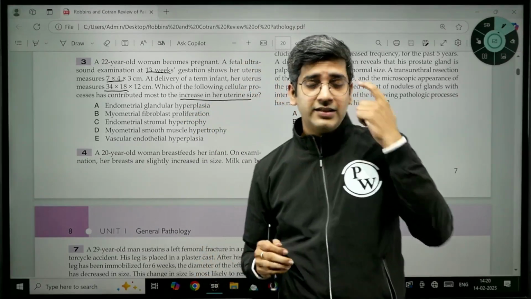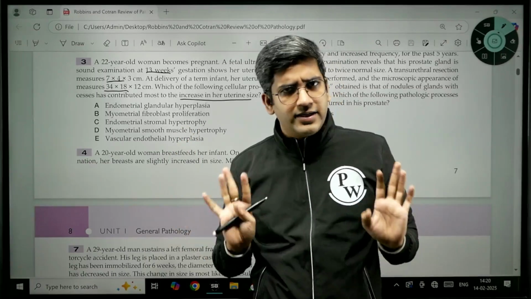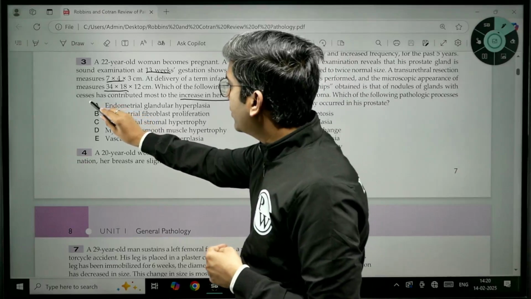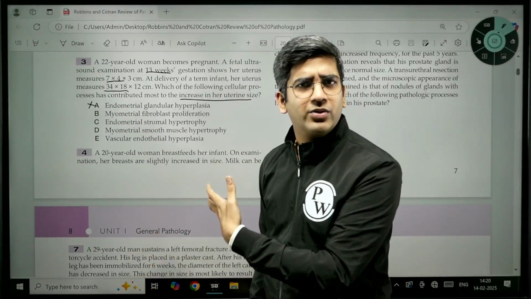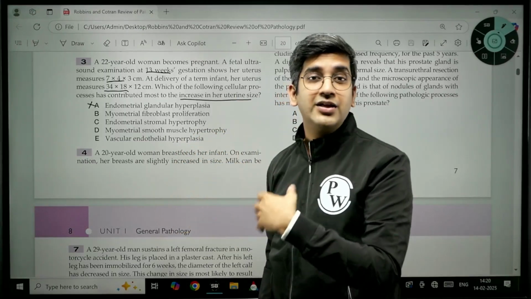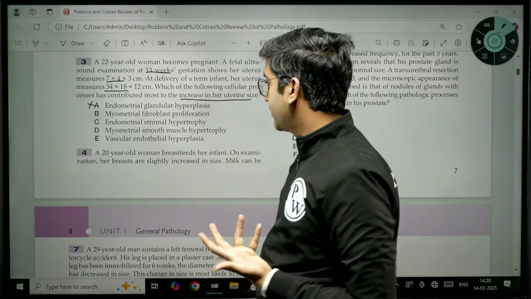So it's very classical here. The uterus has increased in size to accommodate the growing fetus. That's it. That's obviously an adaptation here. If you look at the possibilities, endocrine glandular hyperplasia has nothing to do with uterine size. Endometrial hyperplasia, you will see in case of an excess of estrogen. By default, this is progesterone excess in case of a pregnancy.